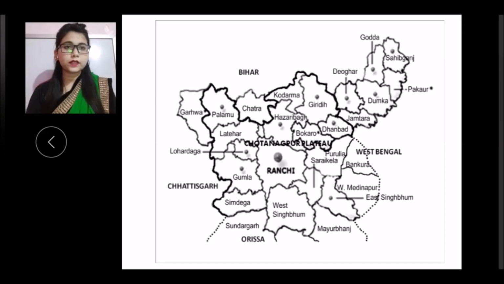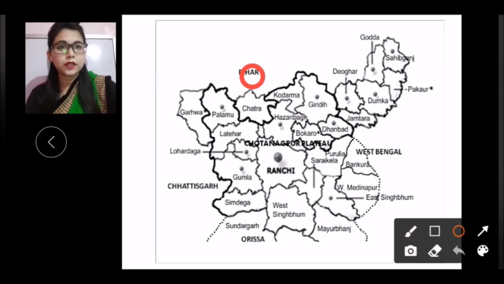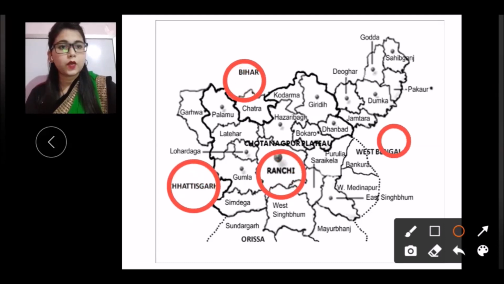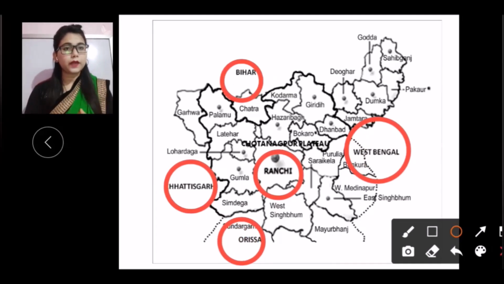So students, here I want to show you the Chota Nagpur plateau, what it includes. Here you can see the Bihar, Chhattisgarh, Jharkhand, West Bengal and part of Odisha. Chota Nagpur plateau covers this much part. Some part of Bihar, Chhattisgarh, Jharkhand, West Bengal and Odisha.